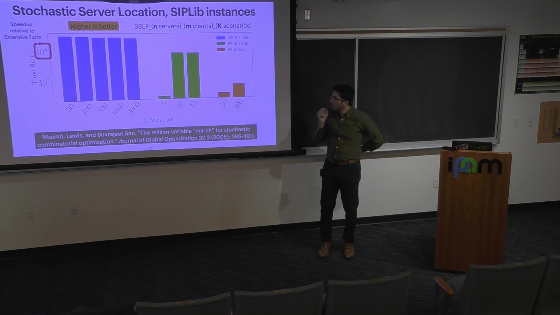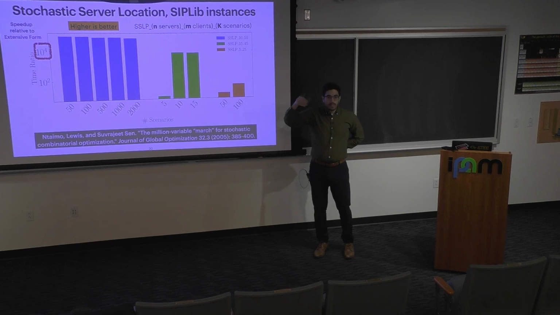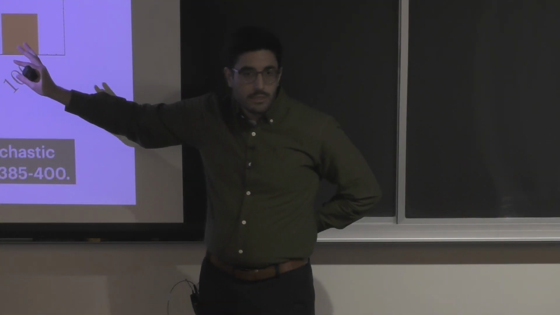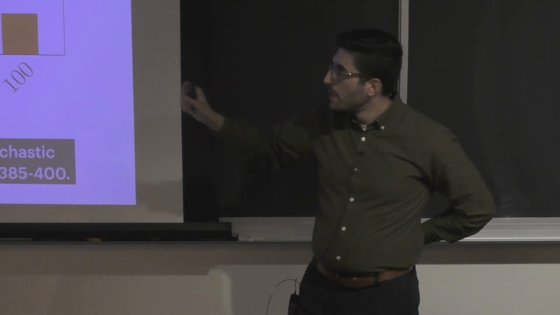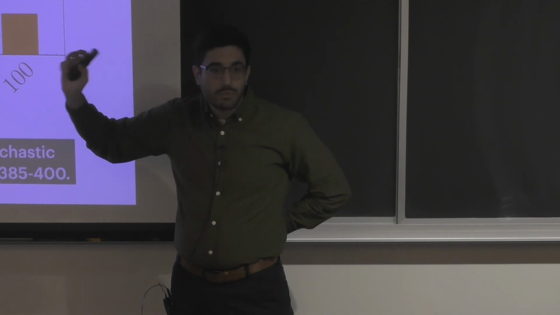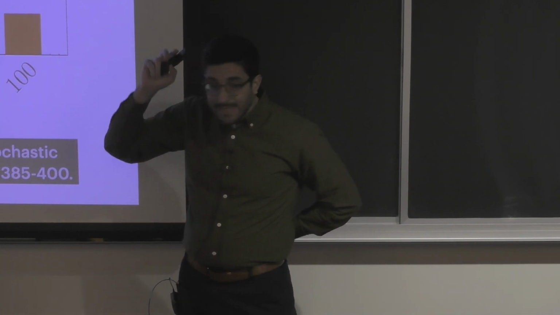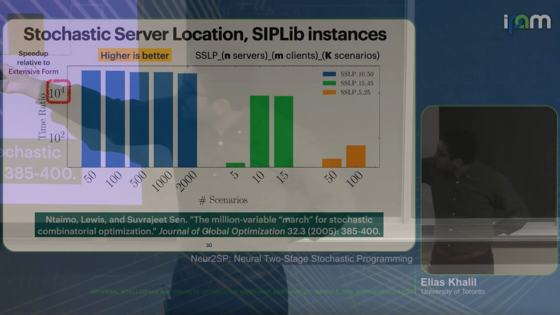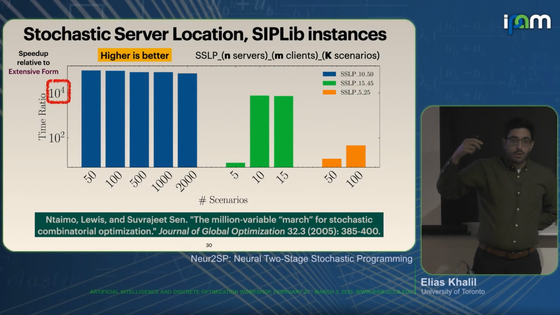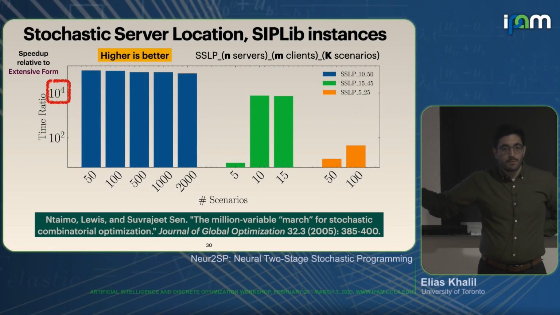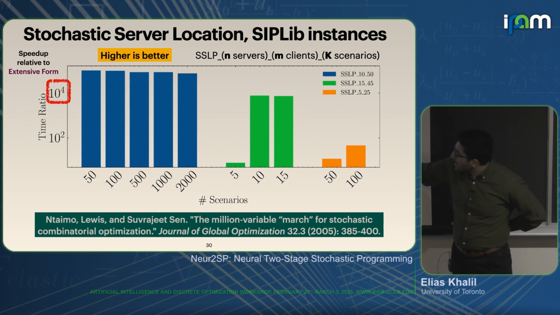Okay? And essentially, in all these cases, we recover a near optimal solution, something like within 1% or 0.5%, et cetera. So I'm not going to worry about the optimality gap. It's all in the paper. It's essentially near optimal. What I'm going to focus on is the running time of this heuristic. So compared to the exact extensive form method, this is on the order of 10 to the power 4, so 10,000 times faster. Okay? For instances that have, in this case, 10 servers and 50 clients.